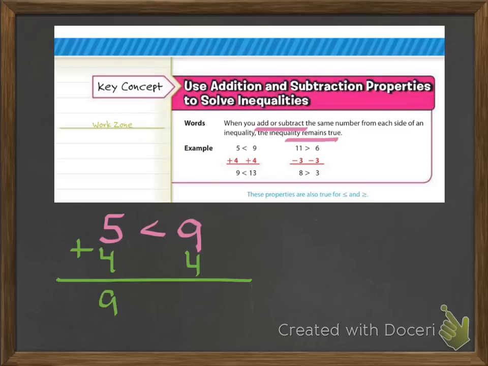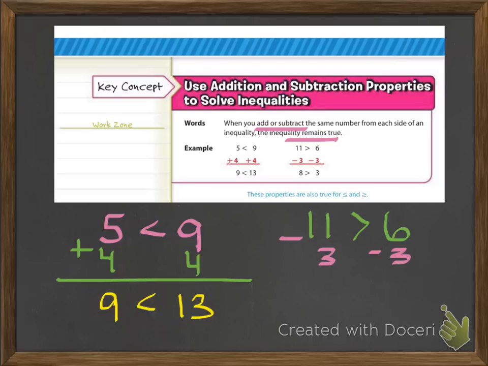So 5 plus 4 is 9. And your less than sign stays the same, and 9 plus 4 is 13. So 9 is still less than 13 because we did the same to both sides. And then on this next problem, we have 11 is greater than 6, which is true. And then it says we're going to subtract 3, but notice we subtract 3 from both sides. 11, 10, 9, 8. So we have 8 here is greater than 6 minus 3 is 3. So notice that inequality is still true.